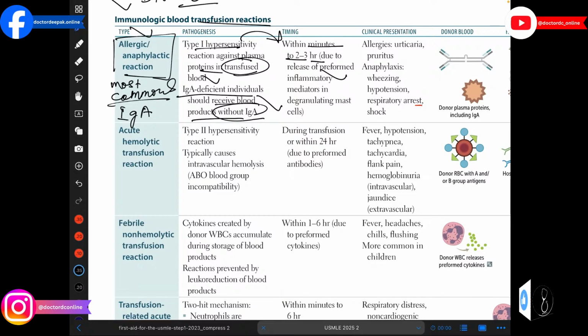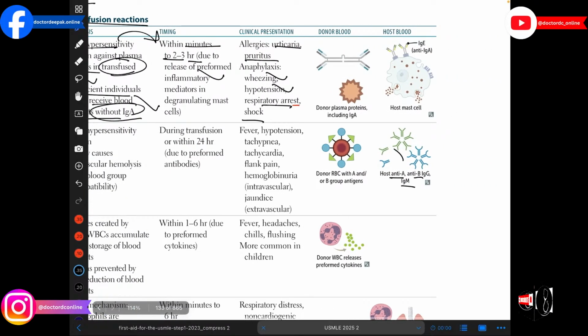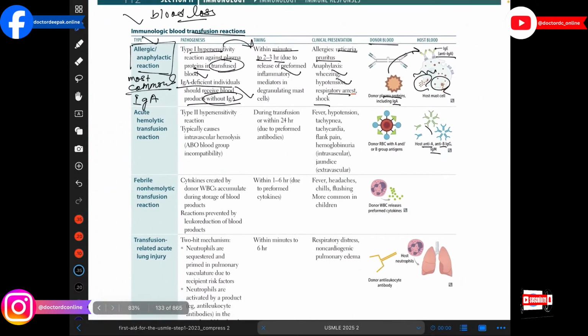The clinical presentations are pruritus, urticaria, anaphylaxis, wheezing, hypotension, respiratory arrest, and shock. If you focus on this diagram, the donor blood has plasma protein including IgA that will go and combine with the anti-IgA receptors, and that will cause degranulation of mast cells, and histamine and tryptase will be released.